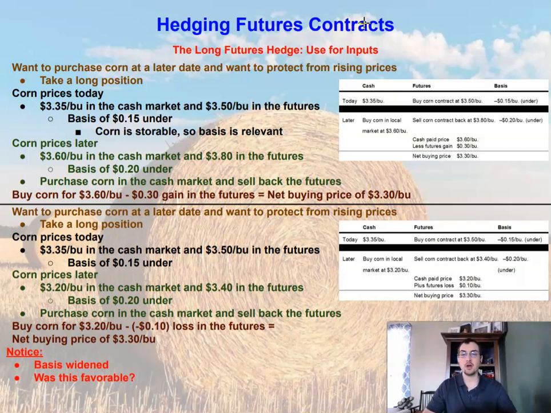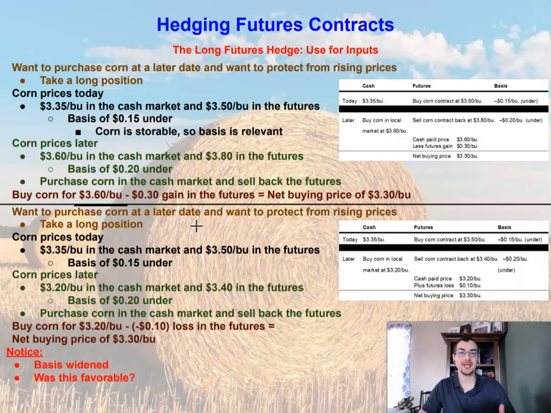This is money leaving our account. So we bought the corn in the cash market at $3.60. That was our market price. That's what we bought it for. But we gain 30 cents in the futures. So that's money coming into our account.